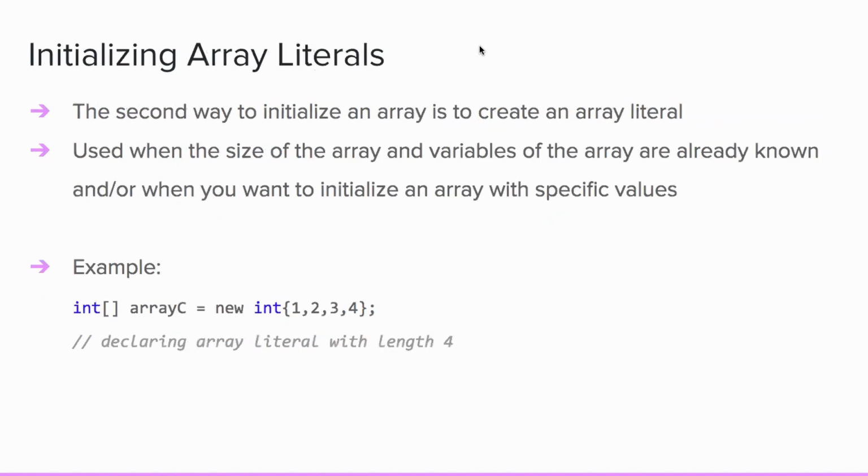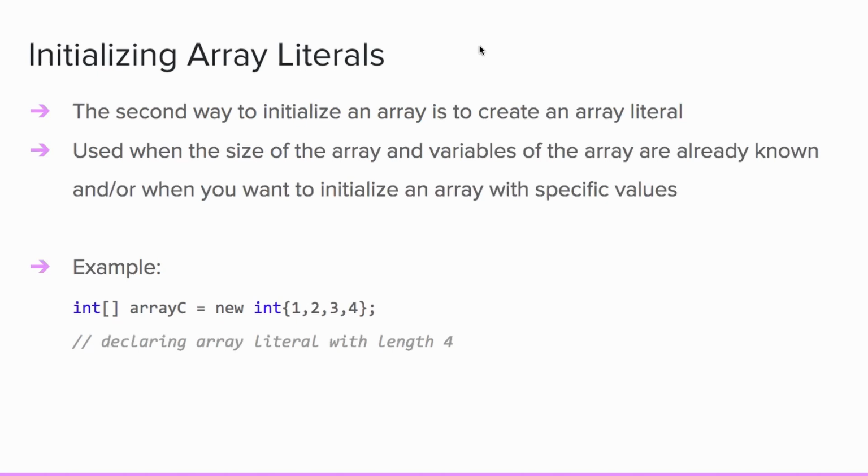The second way to initialize an array is to create an array literal. Array literals are used when the size of the array and variable types of the array elements are already known. They can also be used when you want to initialize an array with specific values. The syntax is slightly different than what we have for initializing empty arrays. In our example, we have the same declaration, the type, followed by the square brackets and the name. The initialization uses curly braces and gives the values inside the array.